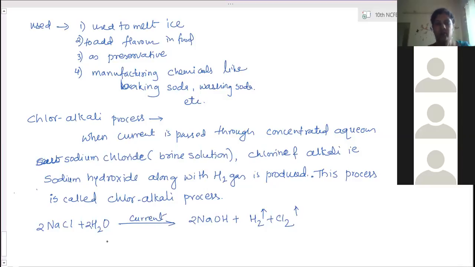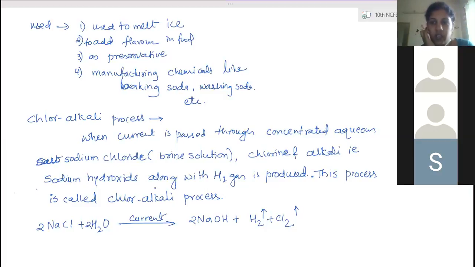Okay. So this is a reaction of chloralkali process. Which gas is obtained at cathode? Hydrogen. Which is obtained at anode? Chlorine. And how is sodium hydroxide obtained?